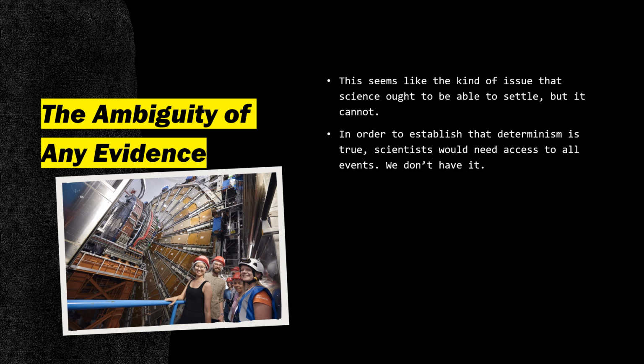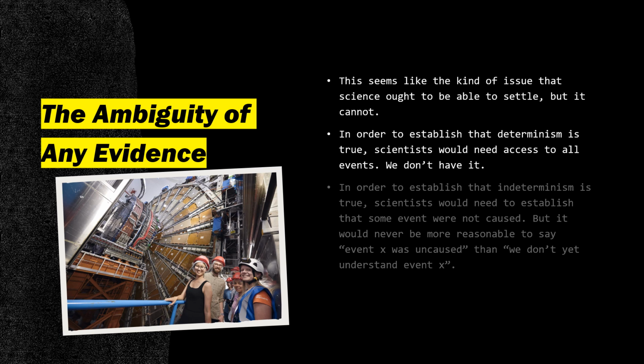So again, in order to establish that determinism were true, scientists would need access to all events, okay? And we just don't have that. That's a problem, and that's an insolvable problem, right? Many events predate our ability to observe anything, right? I mean, the universe was here for billions of years before we were, so that's it. We gotta mail that in.